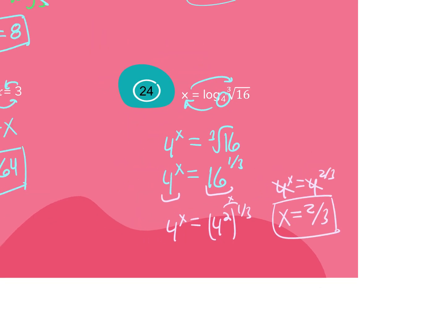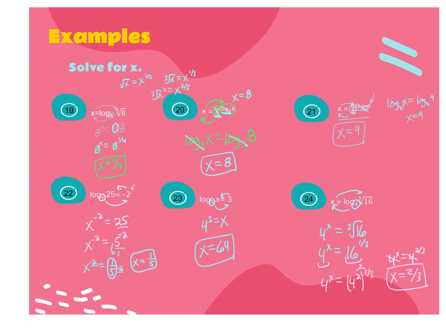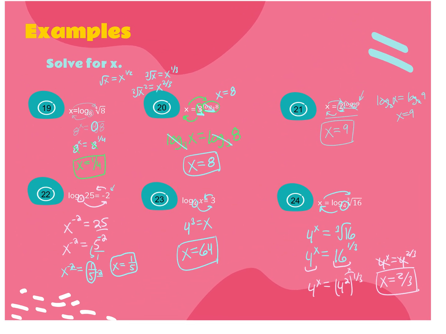All right. So sometimes they get a little bit more challenging than others, right? But it's still the same exact process, right? Convert it to exponential, use 1-to-1 property to get your answer.